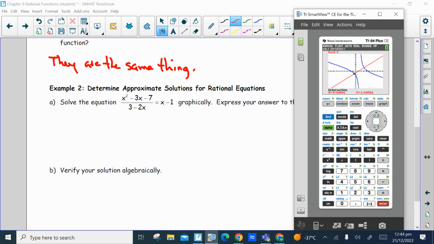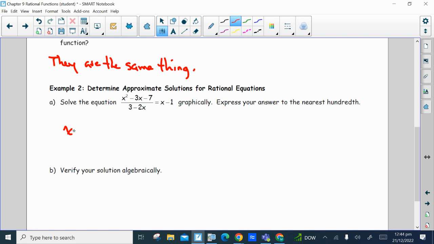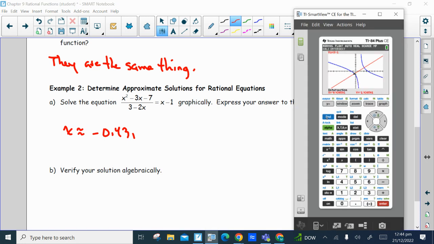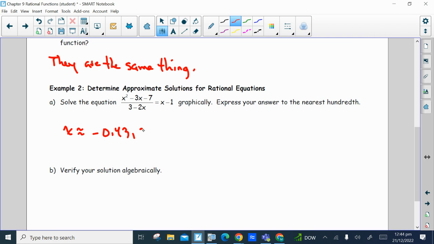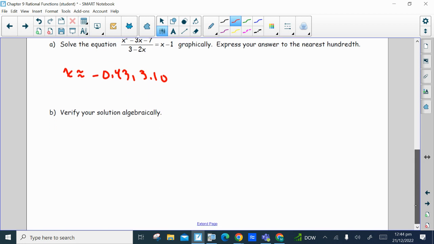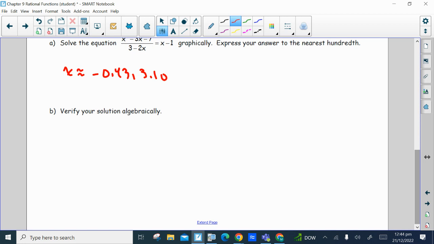So the first one is at negative 0.43, approximately, because we're rounding. And our second one is at 3.097, or 3.10 if we round to the nearest hundredth. And so again, in this case, our answers were irrational, so we had to round them. The nice thing about doing it algebraically, though, is that we'll be able to state our answers as exact values. And sometimes you're asked to do that. Give answers as exact values.